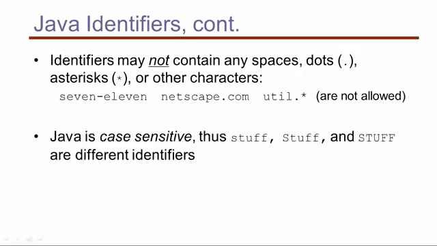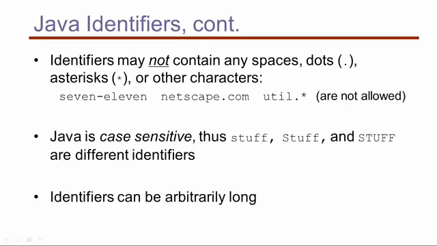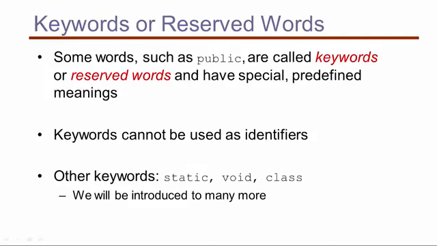And Java identifiers are case sensitive, and thus a lowercase stuff and a capitalized stuff and an uppercase stuff are all different identifiers. And Java allows you to create identifiers that contain as many characters as you want. But some identifiers have special meaning to the Java language. We call these reserved words, and thus you are not allowed to use them as identifiers in your program. We will make note of these reserved words as we encounter them as this class progresses.